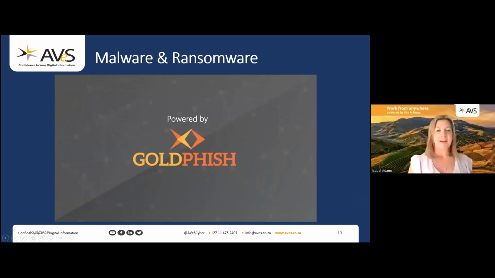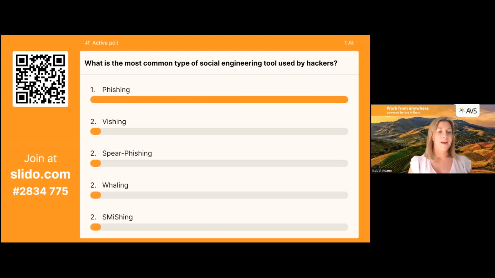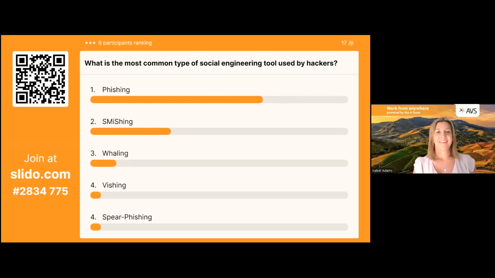Cool. So let's move on to our next question of today, which is, do you remember what I said? What is the most common type of social engineering tool used by hackers? Is it vishing, spear phishing, whaling, or smishing? Yeah, I see a lot of people are giving us some responses there. So smishing, yes, it is common.